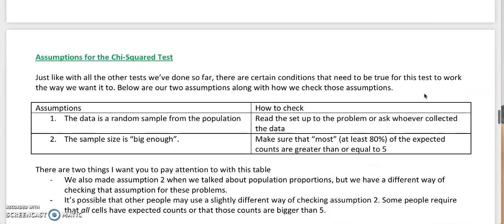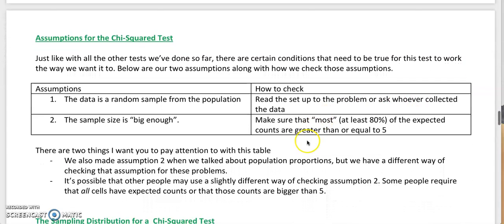All right. A couple things to pay attention to that I've briefly mentioned is the different ways of checking assumption 2 for notes 13 and notes 14. And I also want to point out that it's possible, if you've taken another statistics class where you've learned a chi-squared test, you may check assumption 2 slightly differently. I've seen other classes where they say that all of the cells of expected counts should be bigger than 5, and there might be other versions too. So we'll use this one for our class, but just keep in mind that this isn't universally agreed upon, just like it wasn't in Notes 13.